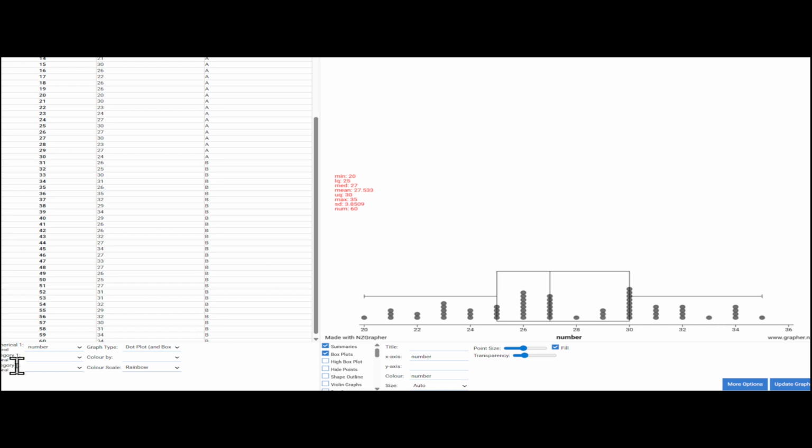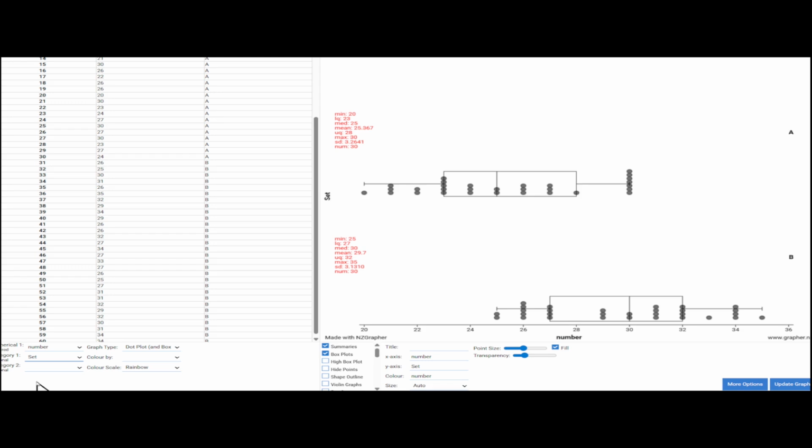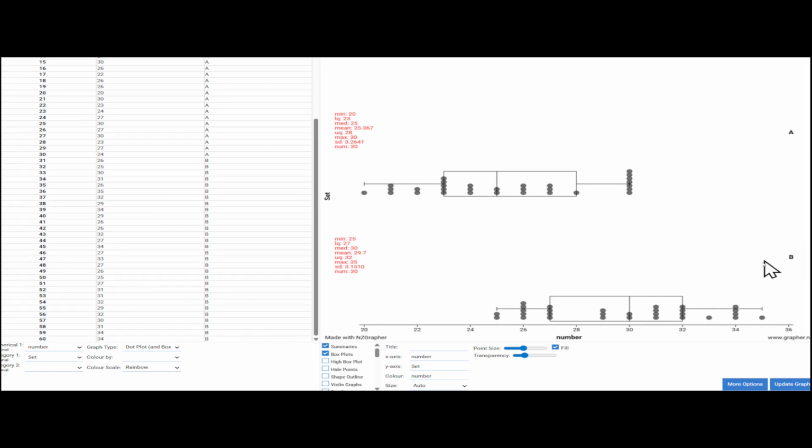Okay, what happens though when I stratify this? I split it up into the sets. Now we see a stark difference. These numbers here are from set A, these numbers here are from set B. What's the inference we can tell? We can tell clearly that population B is larger than population A. Sorry, the numbers in population B are larger than the numbers in population A.